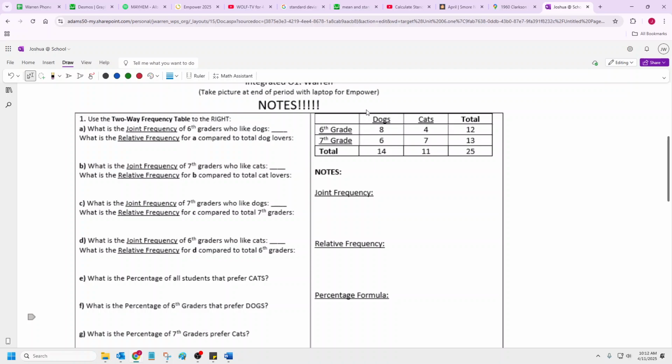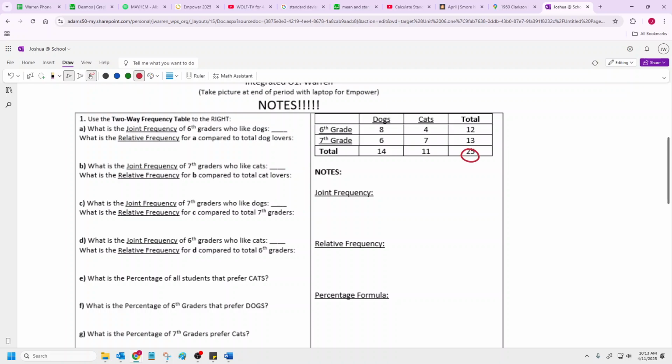Now I'm going to go the other way, up and down, y'all. I'm going to go to the dog column. How many dog lovers total are here? There's 14 total that like dogs. What about cats? There's 11 that prefer cats over dogs. I want you to see something. 14 plus 11 equals 25. 12 plus 13 equals 25. These totals add up to each other. So a total of 25 people were interviewed.